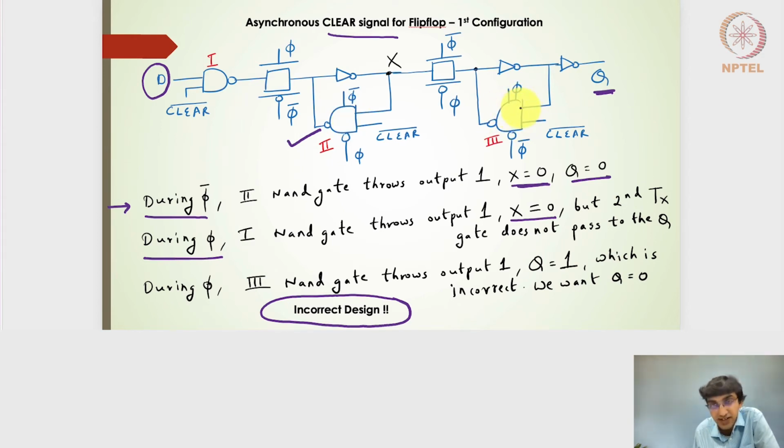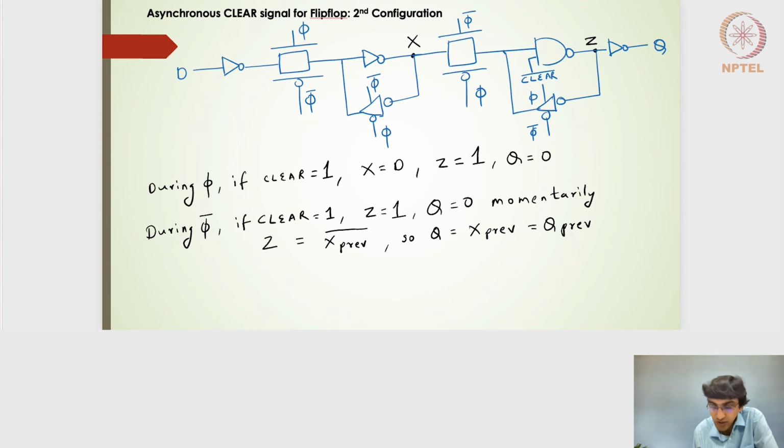Let's talk about the third NAND gate, the clocked NAND gate. When phi is high, this 2-input tri-state or clocked NAND gate will give me the right output. If the clear is pressed here when phi is high, clear bar will be 0, so this will be 1. And the output here will be 1. But this is incorrect because we want Q to be 0. So that's why we say that it's an incorrect design. Proceeding further, what should be the right design?